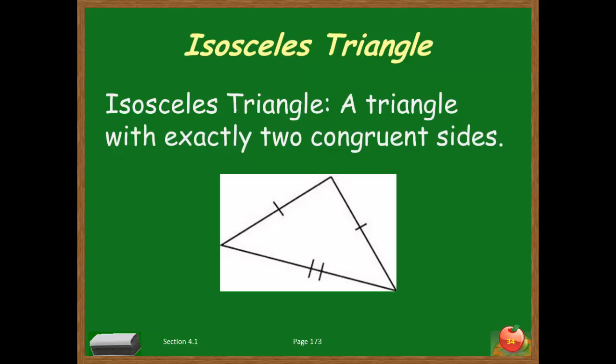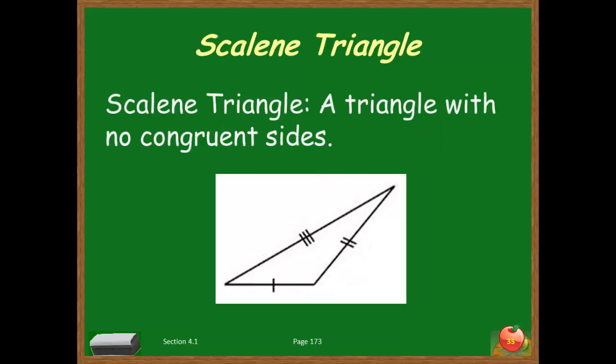An isosceles triangle is a triangle with two congruent sides. This triangle is isosceles because two sides are the same and the third side is different. Isosceles triangle. Scalene triangle. A scalene triangle is a triangle with no congruent sides. This triangle is scalene because it has three different side lengths. Scalene.